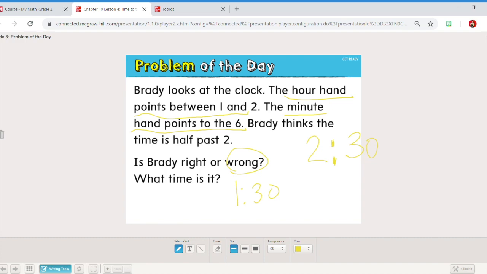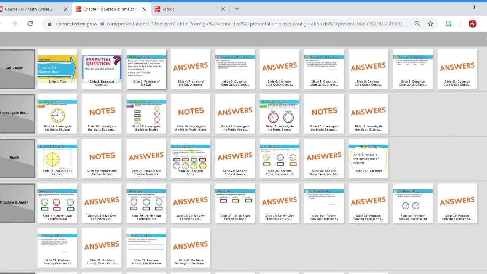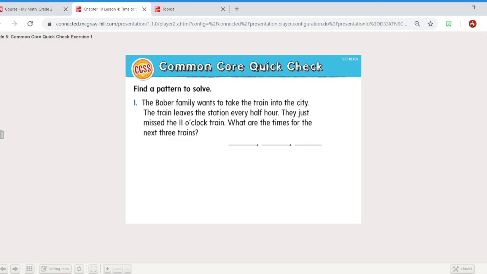So let's continue on to our Common Core Quick Check, which follows the finding a pattern strategy that we just learned. The Bobber family wants to take a train to the city. The train leaves the station every half hour. There's that important information we talk about. We need to be in the habit of underlining that. Otherwise, it gets lost in that big old paragraph, and it's hard to keep track of.